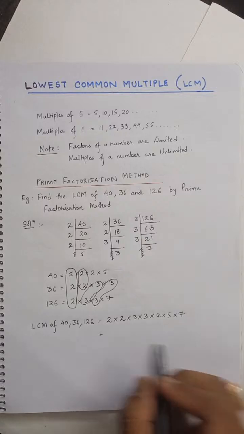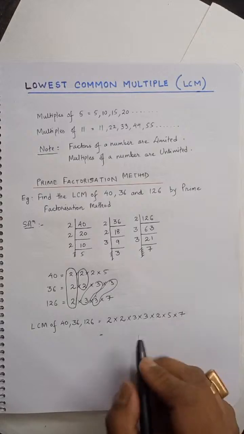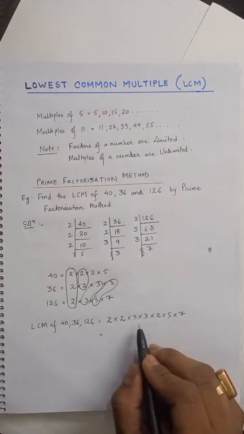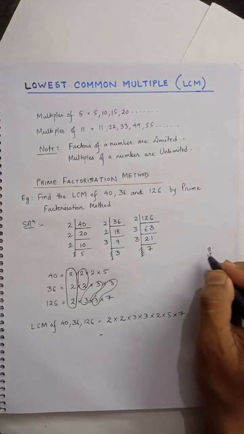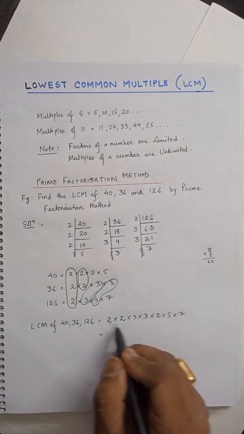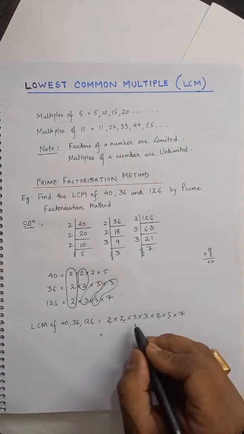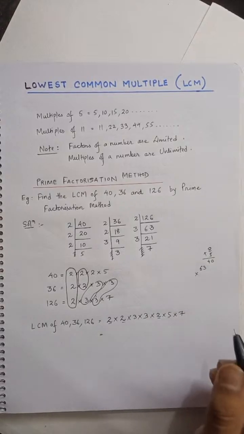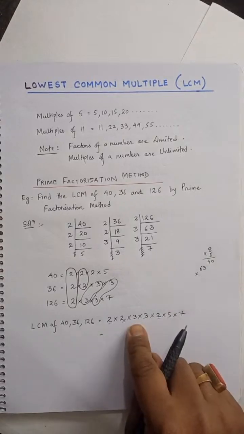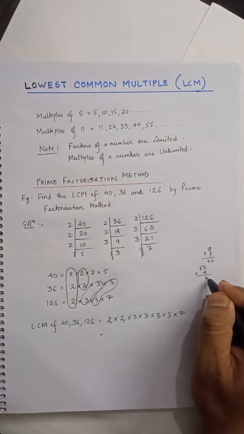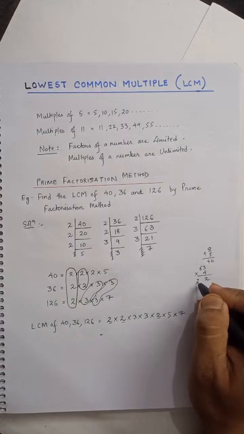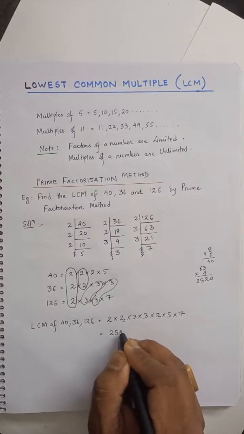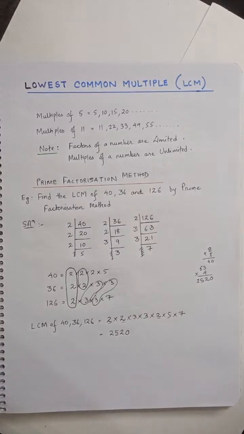Okay, so let me do it in a rough part. So we have 2 into 2 into 2. So 2 into 2 into 2 is 8. Then we have 5. 8 into 5 is how much? 8 into 5 is 40. Okay, then we have 9. 3 into 3 is 9. 9 into 7 is 63. Okay, so our LCM is 2520.